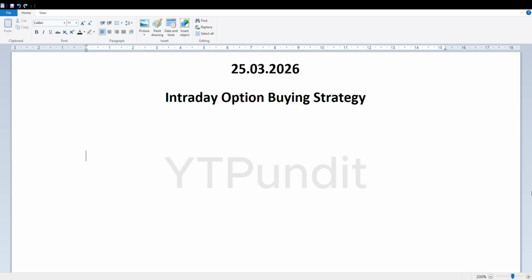This is a naked option buying strategy, so we have to be extremely careful about the time we take the trade and the time we get out of the trade.